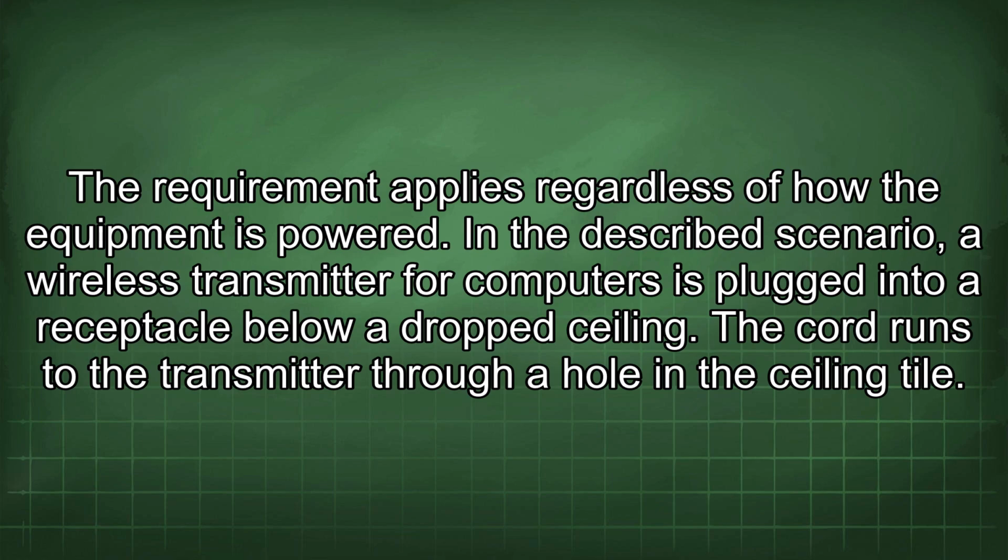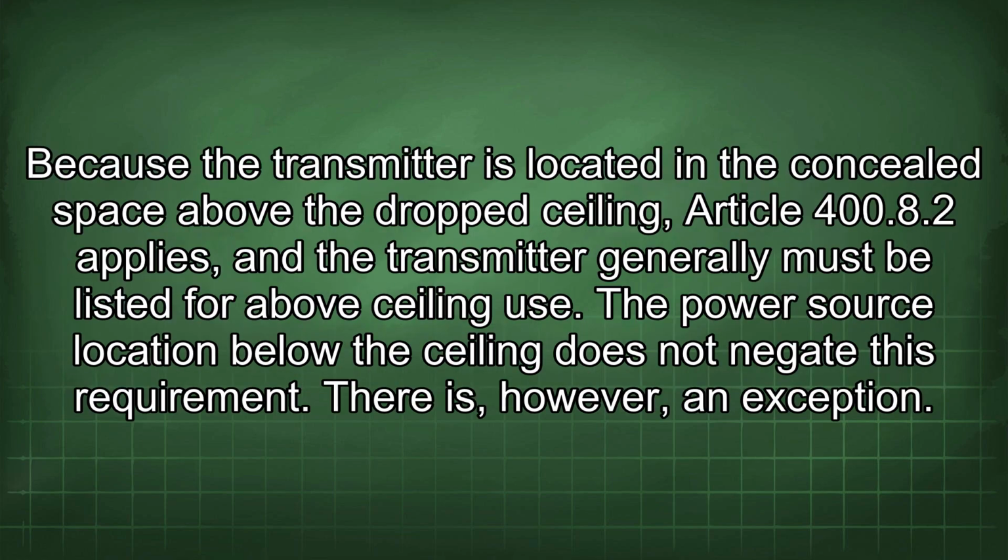In the described scenario, a wireless transmitter for computers is plugged into a receptacle below a drop ceiling. The cord runs to the transmitter through a hole in the ceiling tile. Because the transmitter is located in a concealed space above the drop ceiling, Article 400.8.2 applies, and the transmitter generally must be listed for above-ceiling use. The power source location below the ceiling does not negate this requirement.